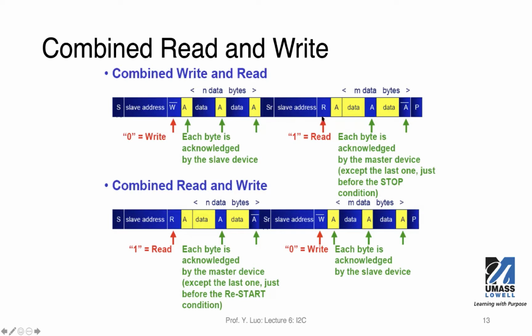So this should be a 1 here to indicate that's a read operation. And the slave will acknowledge. And because it's a read, the slave should send out the data. Master acknowledges. And then the slave sends out another byte, and master acknowledges, and then stop.